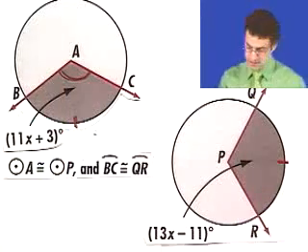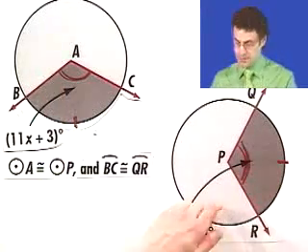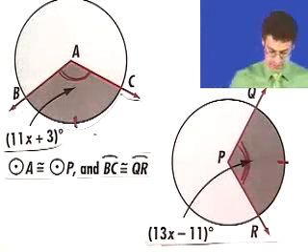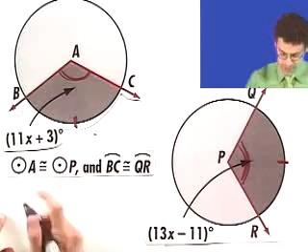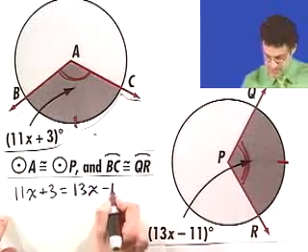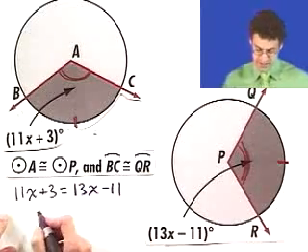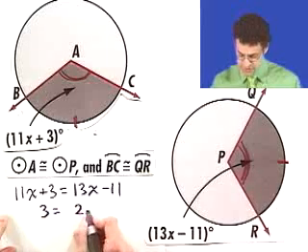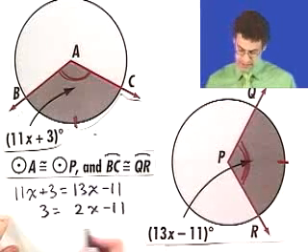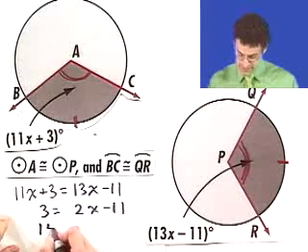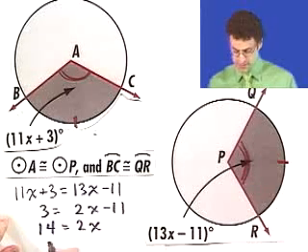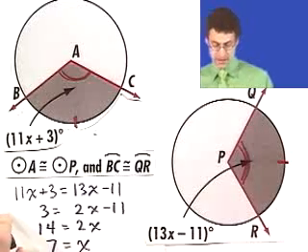So in fact, these are congruent, which means that their measures are equal. Well, that means I can set this equal to that, and I can solve for x. Here we go. So I have 11x plus 3 equals 13x minus 11. If I subtract 11x from both sides, I see that 3 equals 2x minus 11. If I add 11 to both sides, I see 11, 12, 13, 14. I see 14 equals 2x. And so therefore, if I divide both sides by 2, I see that x is the same thing as 7. So x equals 7.